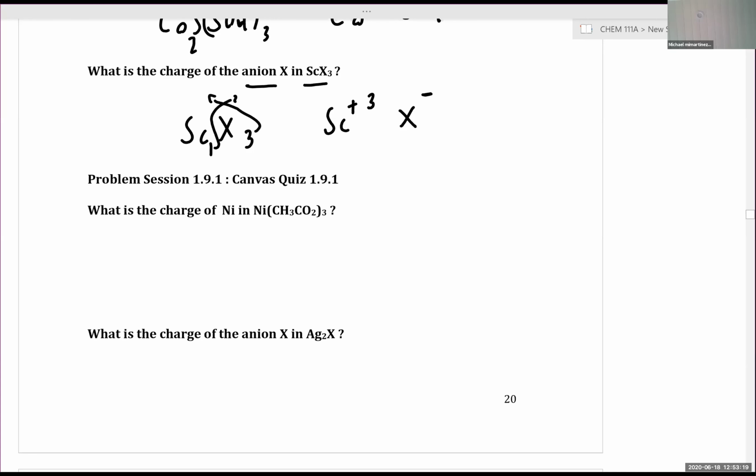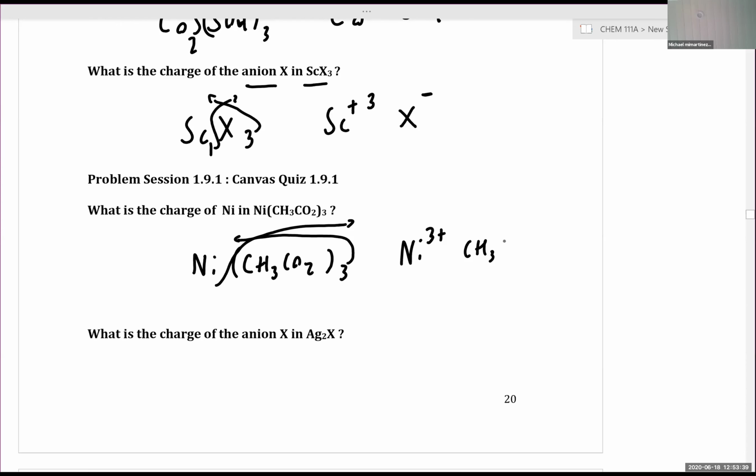Okay, so let's discuss this next example. We have nickel acetate. We're going to reverse cross our charges, and that in turn gives us nickel 3 plus and acetate with a 1 minus charge, which matches our expectations.